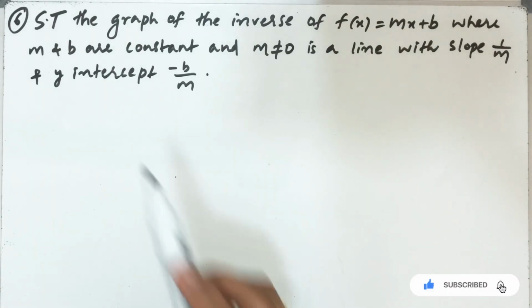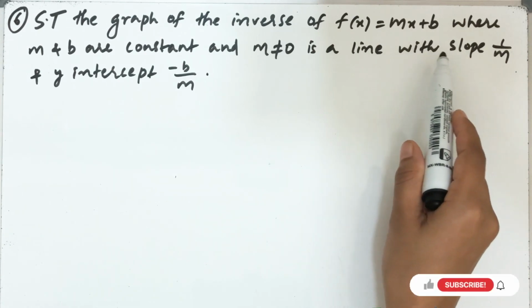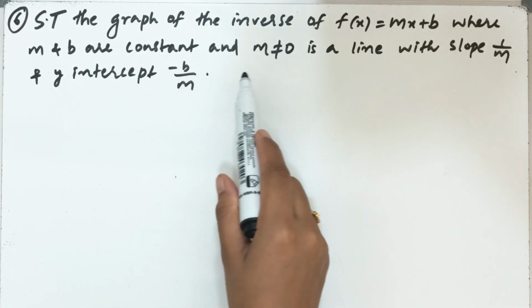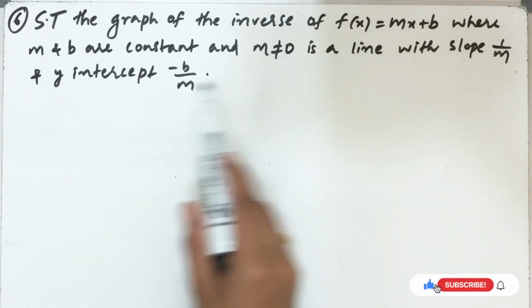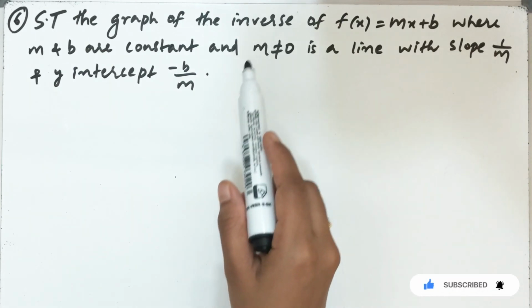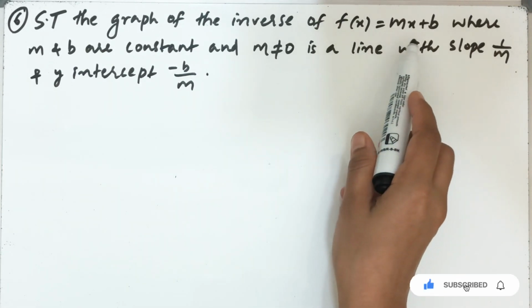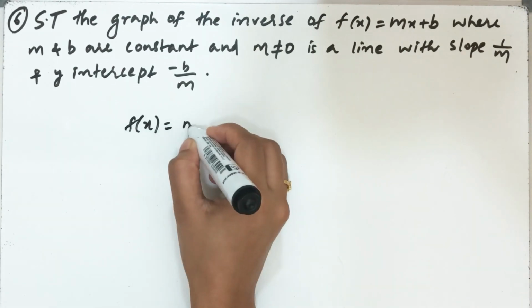Next question. Show that the graph of the inverse of f of x equal to mx plus b, where m and b are constants and m not equal to 0, is a line with a slope 1 by m and a y-intercept minus b by m. We have to find the inverse of f of x equal to mx plus b.